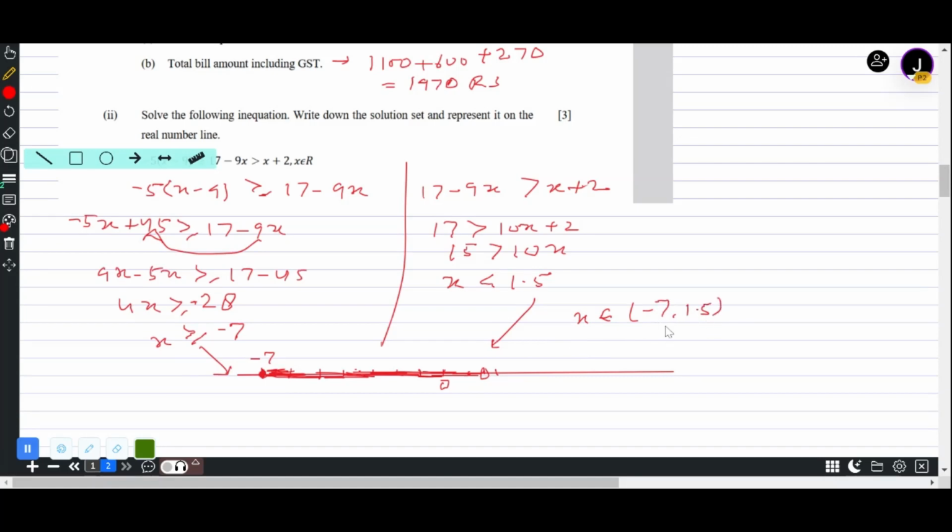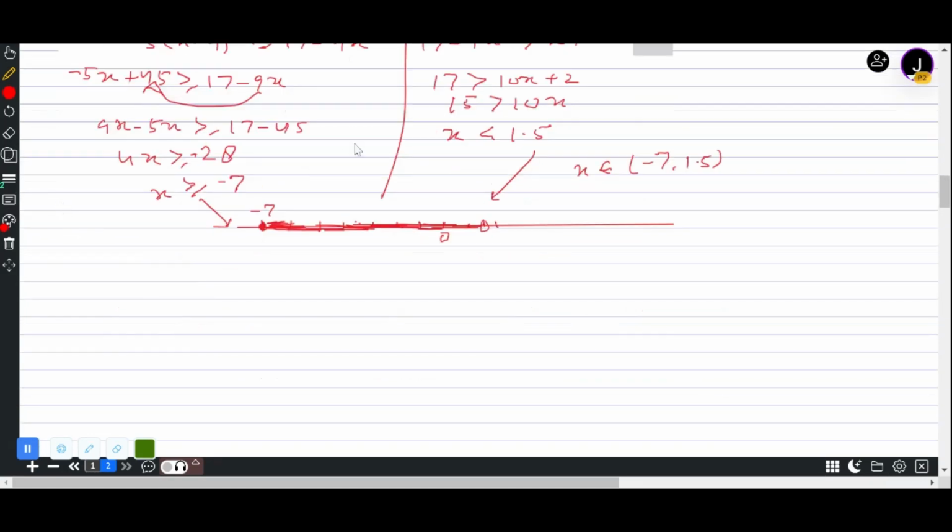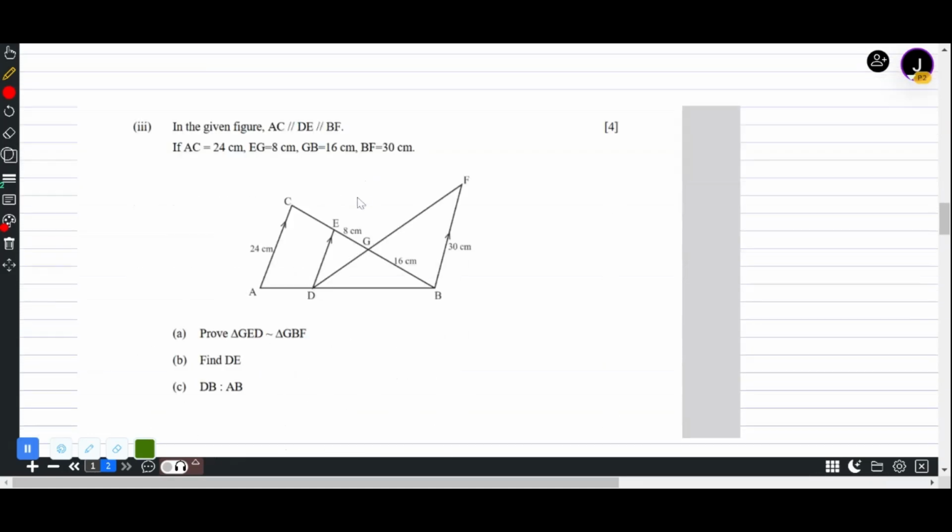Prove that this to that. A, prove that triangle GED is similar to triangle GBF. B, find DE. Third is DE by AB. Now we will take the first question, A.